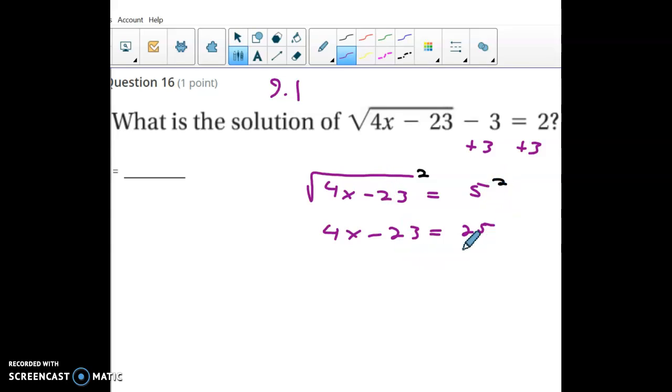And then we have 5 squared, 25, on that side, and now just add 23, 48. Sorry for the poor handwriting. Divide by 4, and our answer for x should be 12. All right, hope that helps.